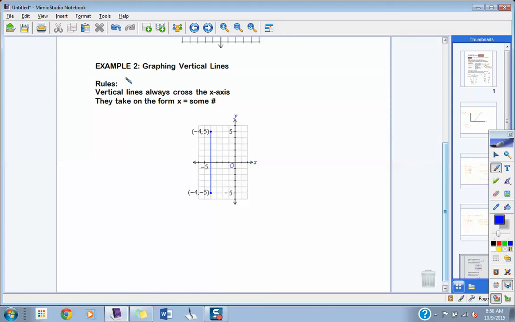Okay. Rules. They run up and down. Vertical lines will cross the x-axis, and they're going to take on the form x equals some number. This vertical line right here crosses the x-axis at what value again? So the equation for this line, for a vertical line, is just simply x equals -4. X equals -4. That's pretty easy.